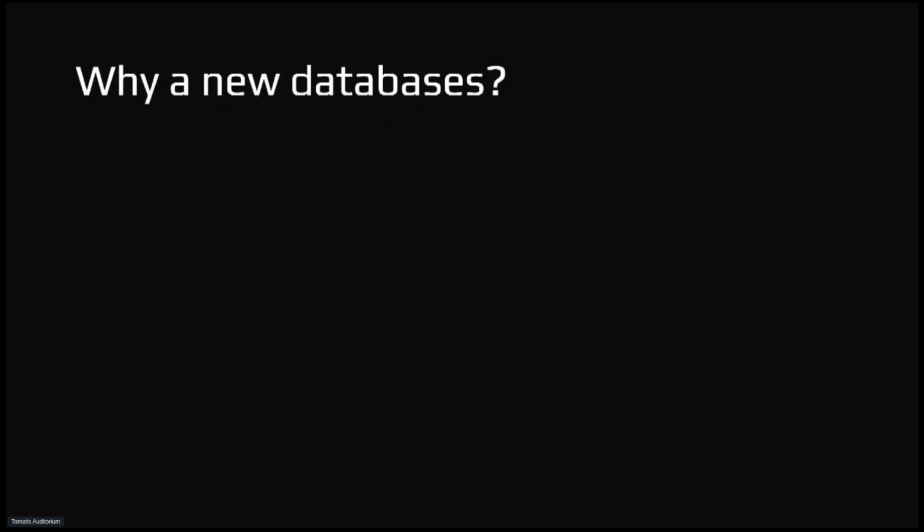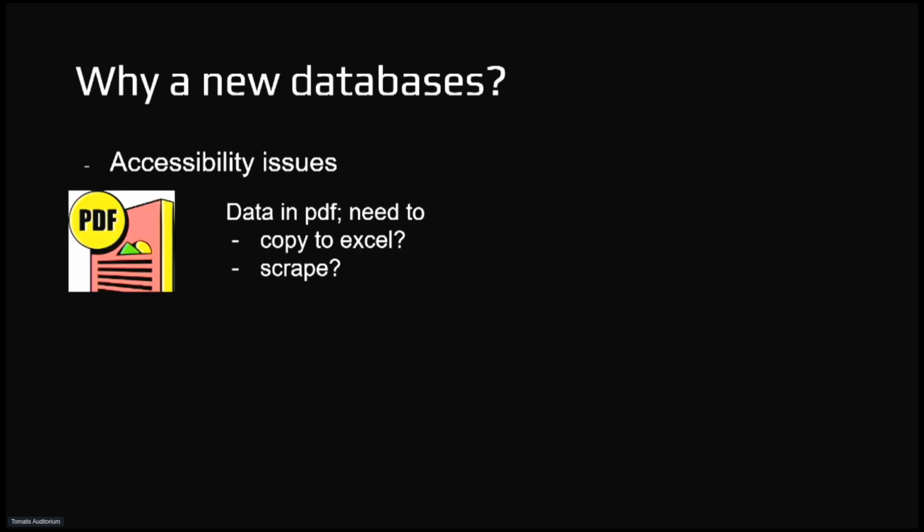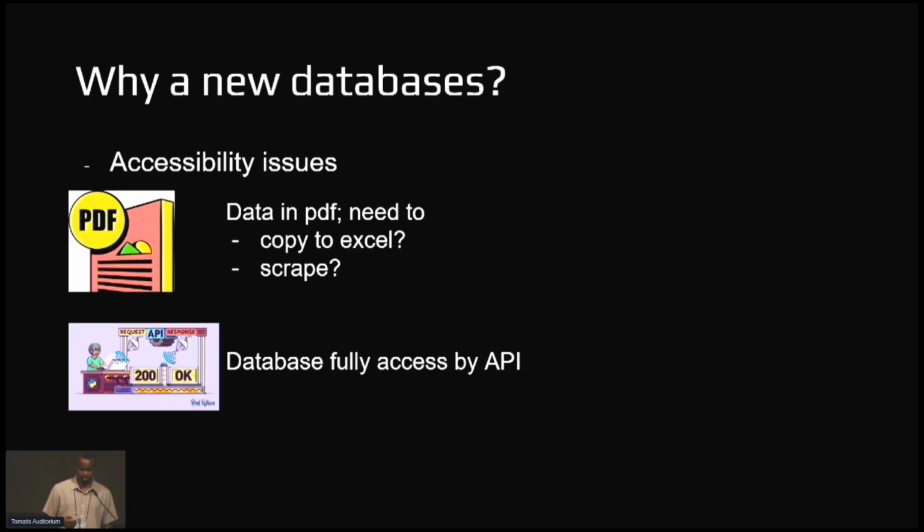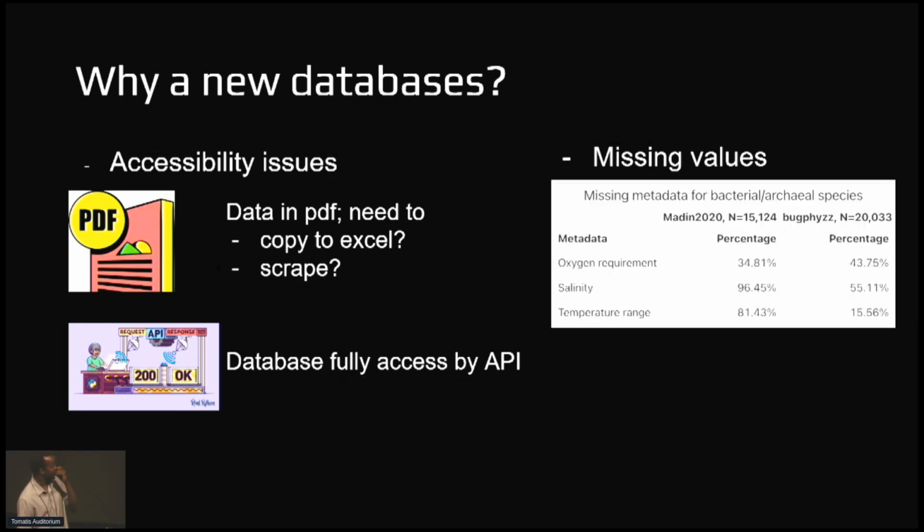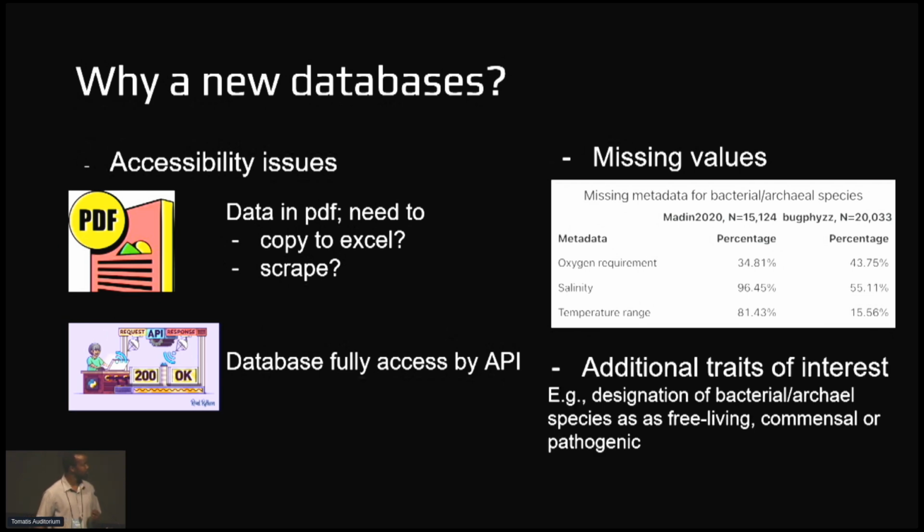So why do we need a new data set apart from just using the ones which are already available? Most of the data sets are in PDF. So sometimes you have to copy them to Excel, or you have to scrape them using scraping languages. Some are available in databases, and you really have to fully access them. You have to use an API. Additionally, some, like Madin 2020 and BugFish, have really big missing values. And also, if you're interested in other kinds of traits, some of these data sets don't have those traits.